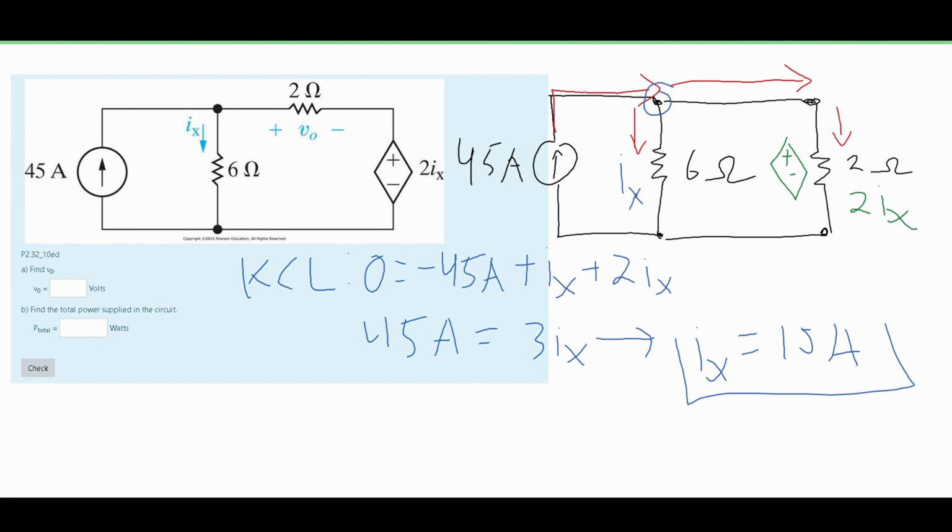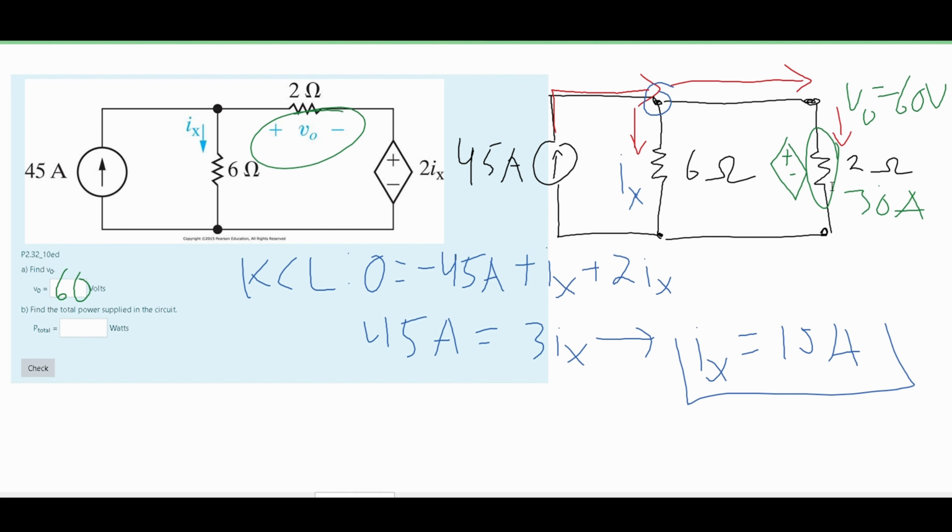We can use this to officially get the current for our right resistor. I'm going to get rid of this I of x and get rid of the 2 and just multiply 2 by our I of x, and this is going to give us 30 amps. Now we know that this V naught is with this resistor right here. So that means this is V naught, and the formula for voltage is current times resistance. So that means we're going to have 2 ohms times 30 amps, or 60 volts. So for part A, our answer is 60 volts.